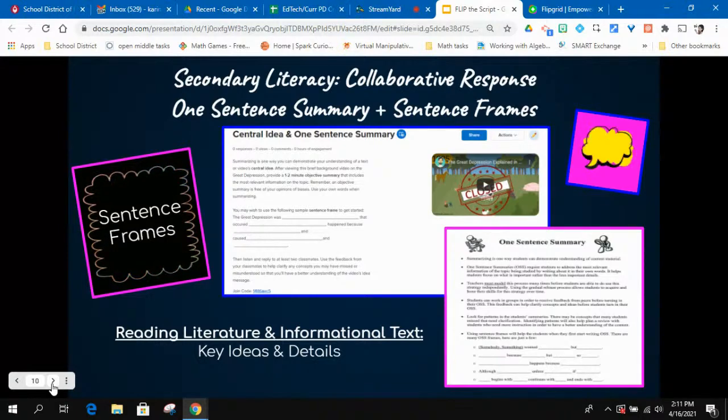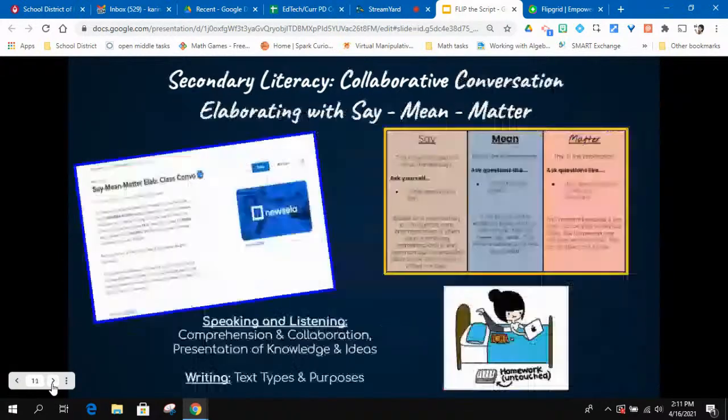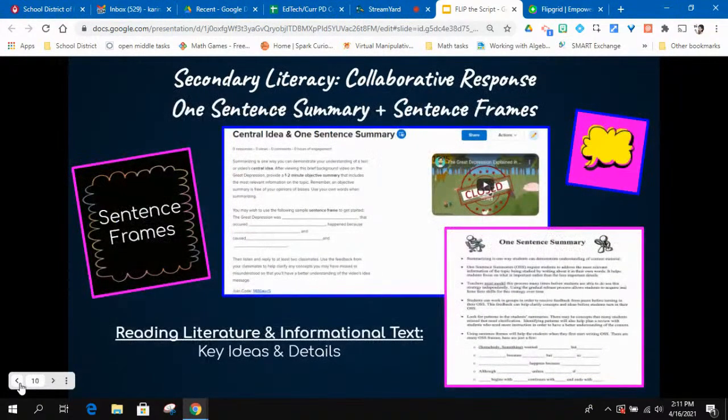Our students prepare by using sentence frames and the 1 sentence summary strategy. Then our students listen to and replay the response to at least 2 classmates. Students use the feedback from their classmates to help clarify their understanding. This Flipgrid can be used to address the key ideas and details or integration of knowledge standards for informational or literary text.